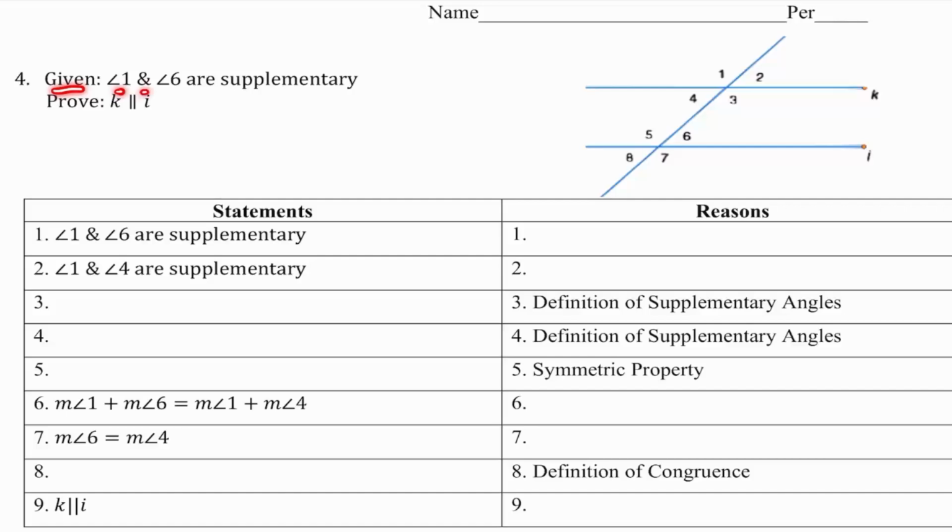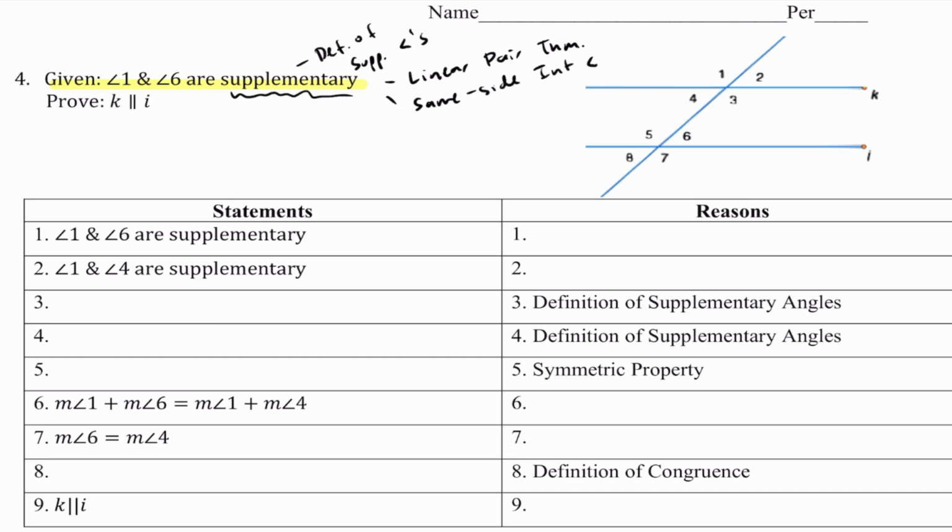Number 4, it says, given that angle 1 and angle 6 are supplementary, prove line K is parallel to line I. So, I'm looking at the given. We can assume that angle 1 and angle 6 are supplementary. Whenever I see the word supplementary, I think of those three properties: definition of supplementary angles, linear pair theorem, and same side interior angles. So any of these properties could be part of our proof.